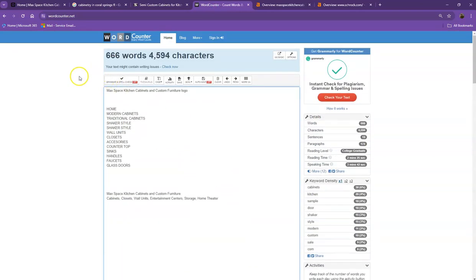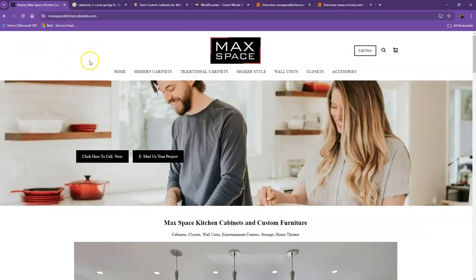So currently you have 666 words, which is a good number. However, we're still quite behind with the goal of 1500. So one of our main focuses now would be adding more words into your homepage, because again, the more words you add, the better.